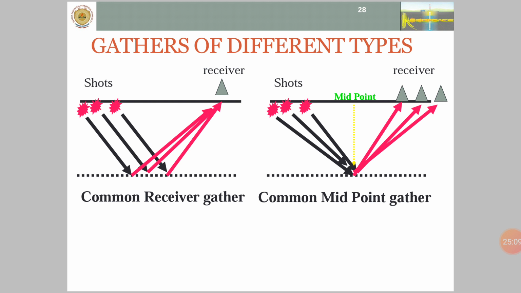Gathers of different types. This is an example of a common receiver gather and a common midpoint gather, where we can see that there are 3 shots. It goes to the receiver, whereas in the common midpoint gather we have 3 shots and 3 receivers. The subsurface point is illuminated 3 times.